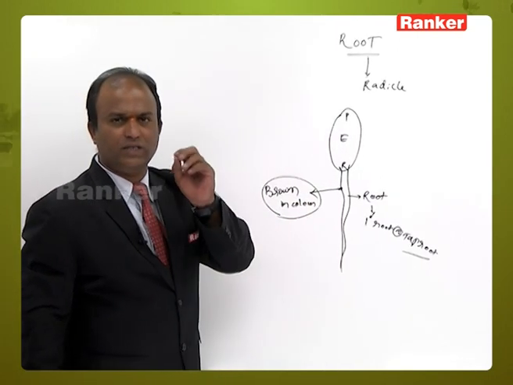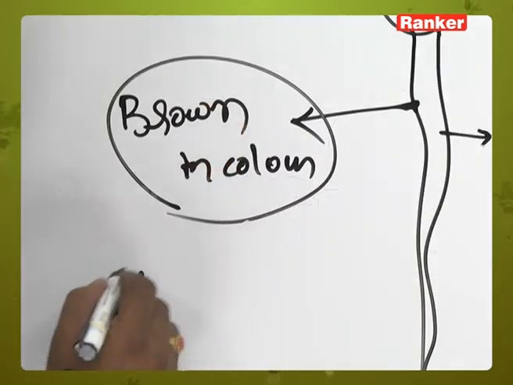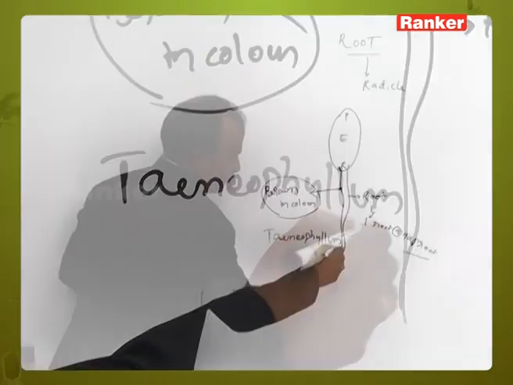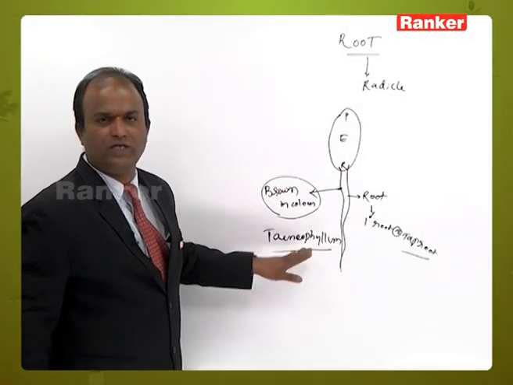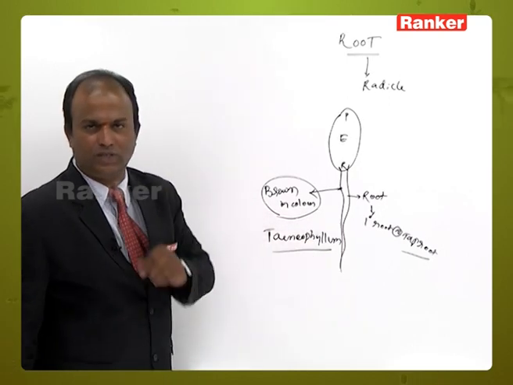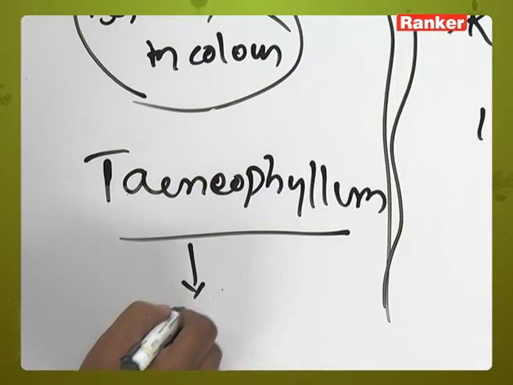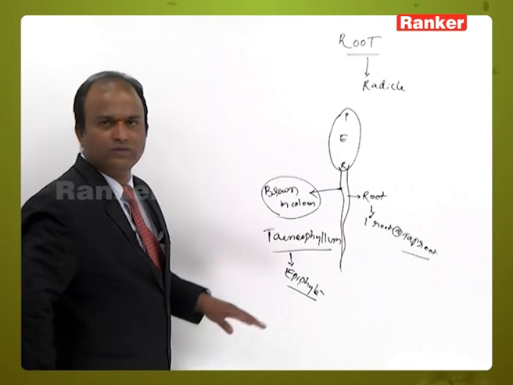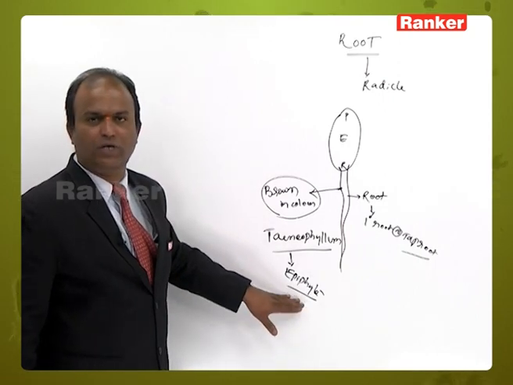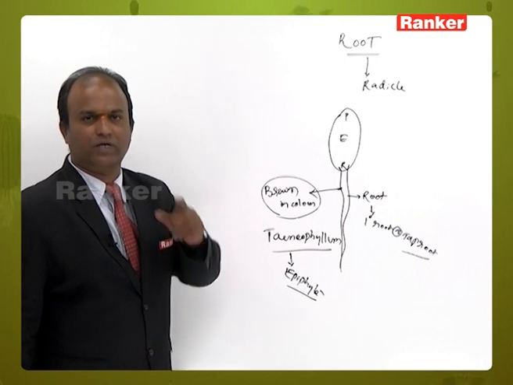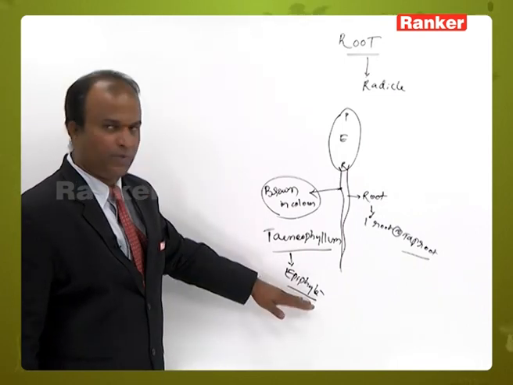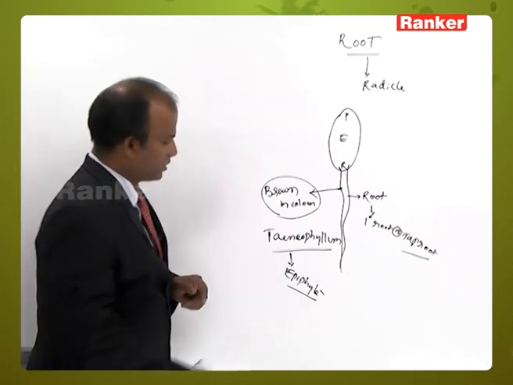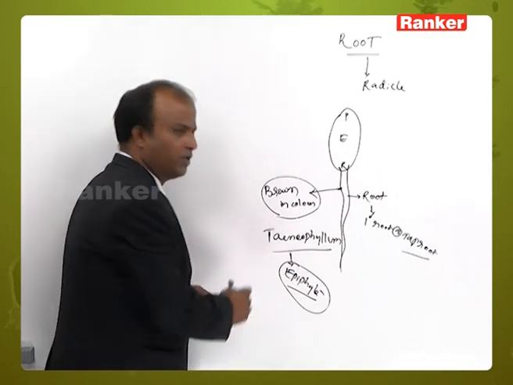No. Why? Because there is one plant, namely known as Taeniophyllum. Taeniophyllum is one of the epiphytes. So what is meant by epiphyte? These are the smaller plants which take shelter on the branches of the bigger trees. So this Taeniophyllum is one of the epiphytes.